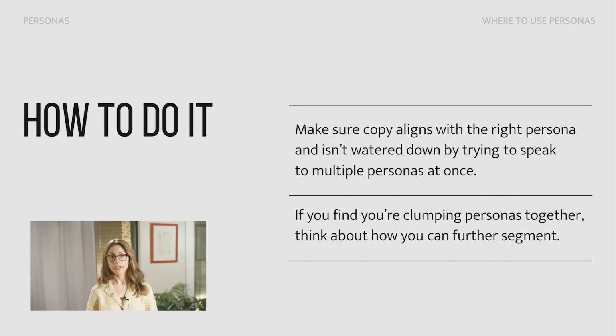The main thing to remember is to make sure your copy aligns with the right persona and isn't watered down by trying to speak to multiple personas at once, right? So if you think even about a sequence or a journey, the ad, the landing page, the content that comes downstream from those things, it all needs to really speak to one persona, their specific pain points, their specific desires and outcomes. And if you're muddling it with other personas, it's not going to be as powerful. So if you find you're clumping personas together, think about how you can further segment.